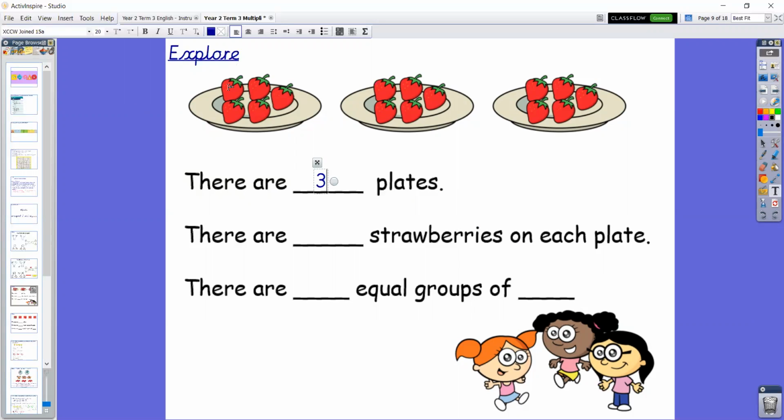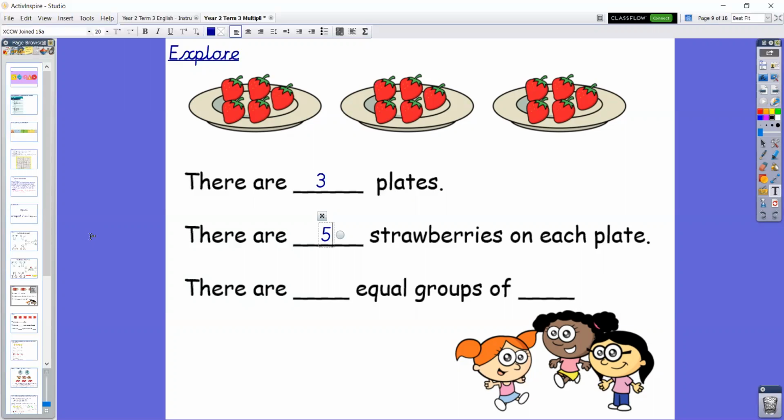Let's count. 1, 2, 3, 4, 5. There are 5 strawberries, and I'm just going to check that there are 5 strawberries on each plate. 5 and 5. Brilliant. There are 5 strawberries on each plate. Can you repeat that for me? Well done. Thank you for saying the STEM sentence. Brilliant. So we know there are 3 plates and there are 5 strawberries on each plate.